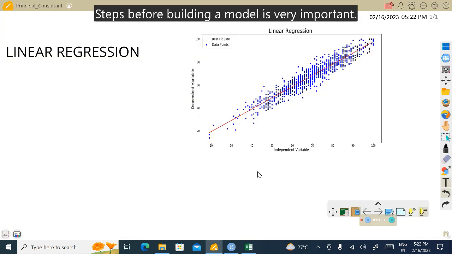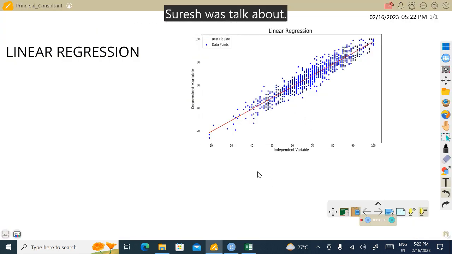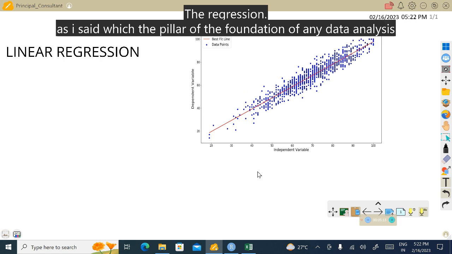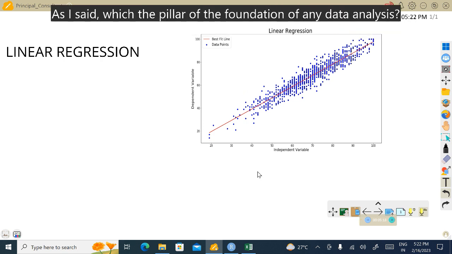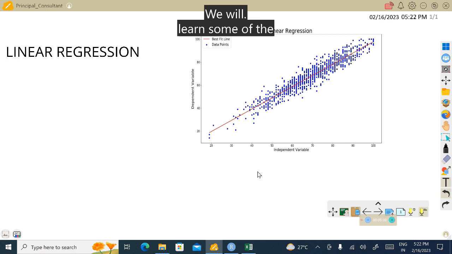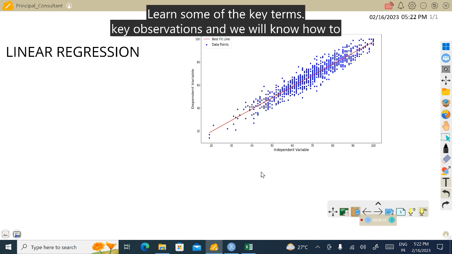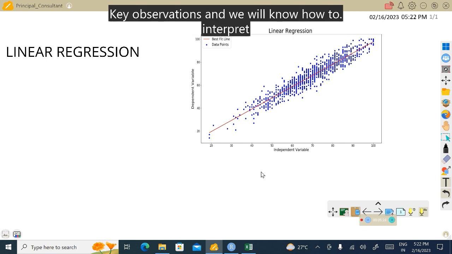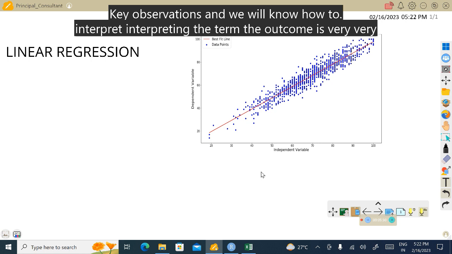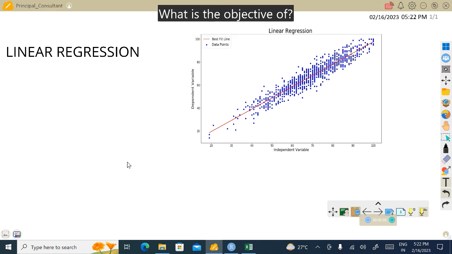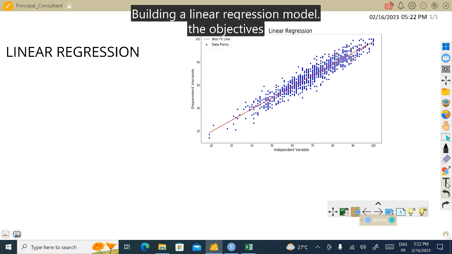So let's first talk about the regression, as I said, which is the pillar of the foundation of any data analysis. We will learn some of the key terms, key observations, and we will learn how to interpret them. Interpreting the term, the outcome, is very, very important. What is the objective of building a linear regression model? The objective is very clear.